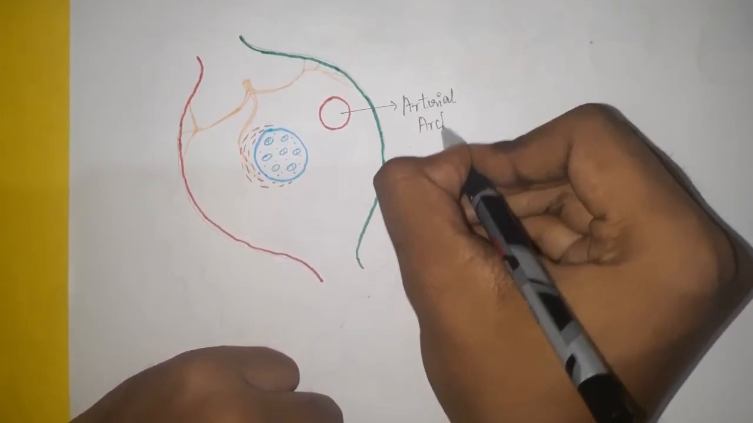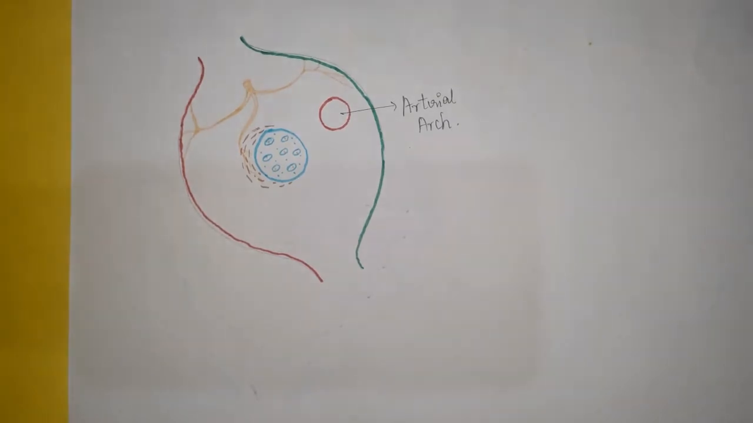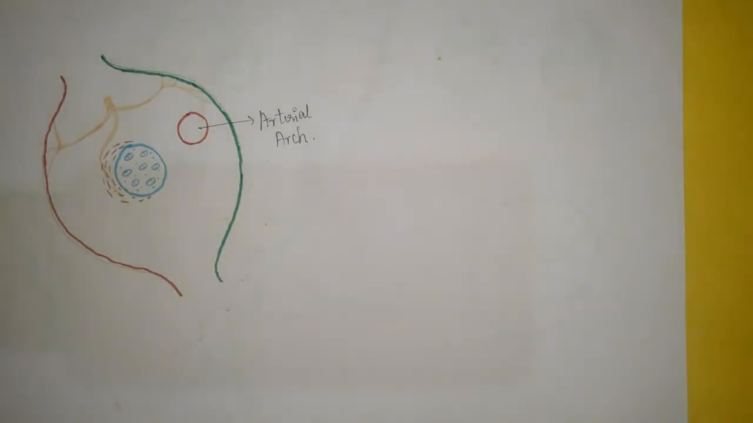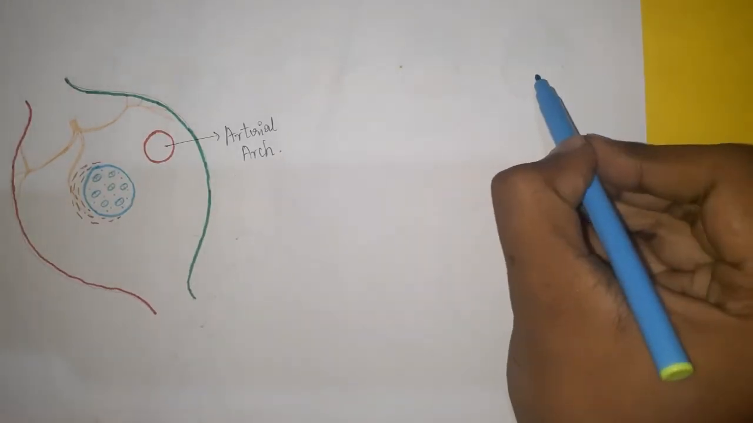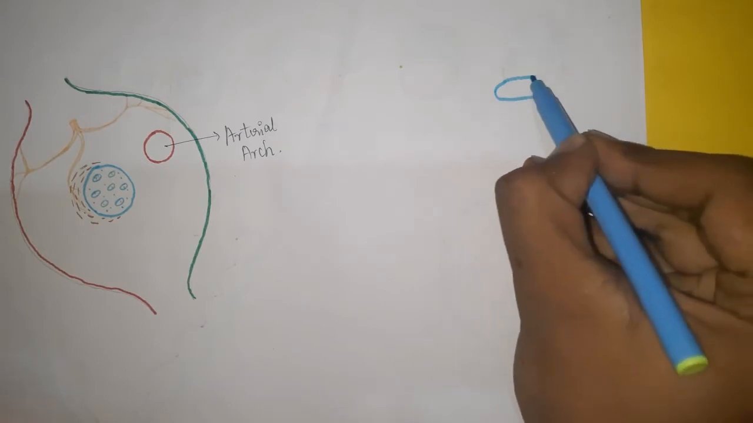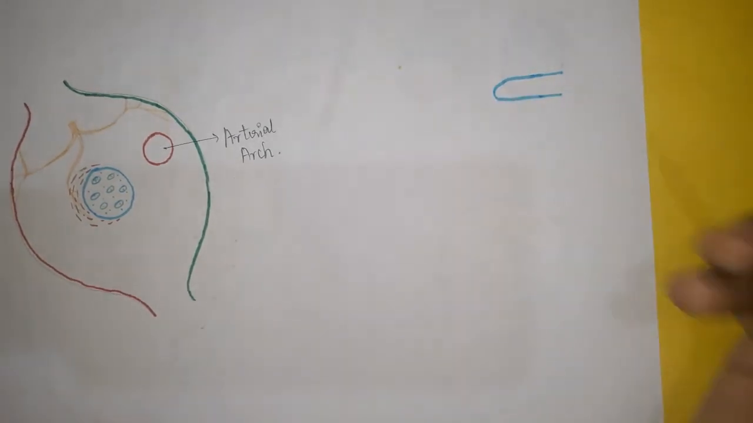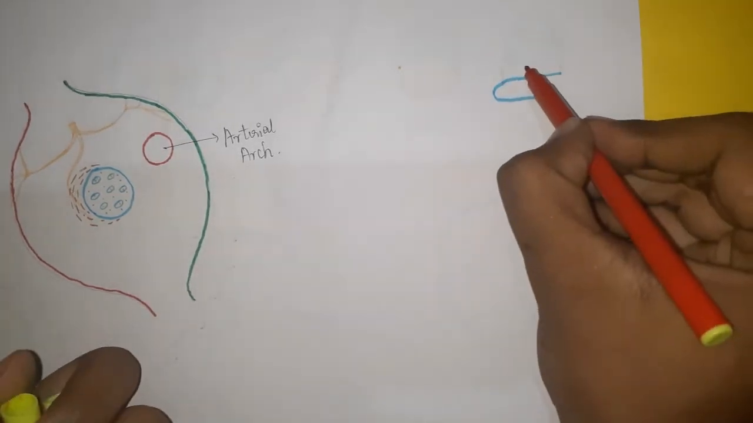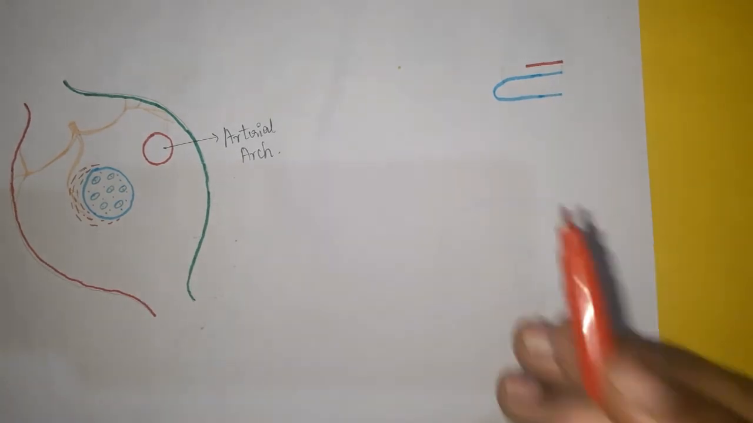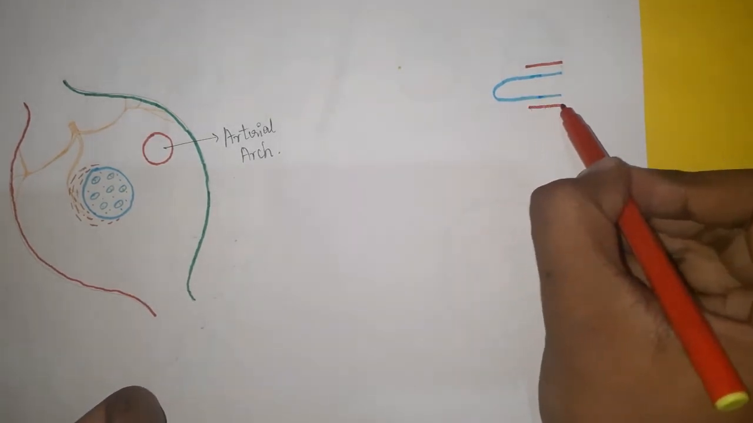Each pharyngeal arch has its own arterial arch. Arterial arches are the arteries which connect the dorsal aorta and ventral aorta. See, this is the foregut, right? This is the foregut, imagine. Above the foregut, the dorsal aorta is present. This is the dorsal aorta. Below the foregut, the ventral aorta is present.